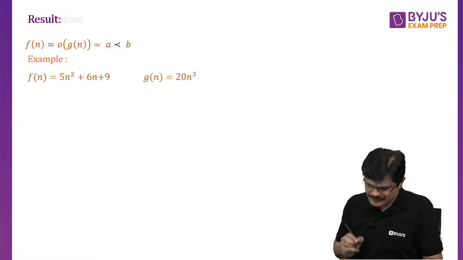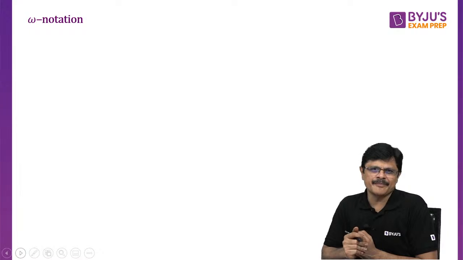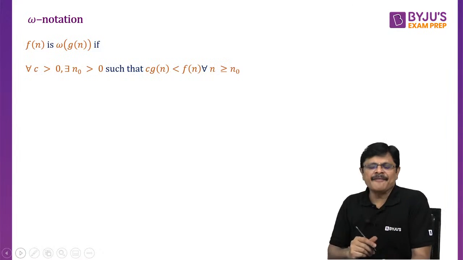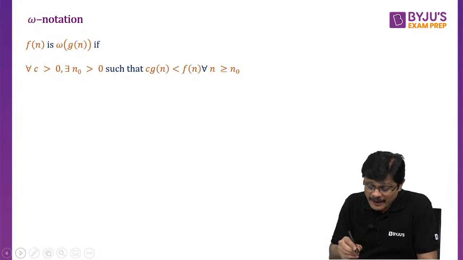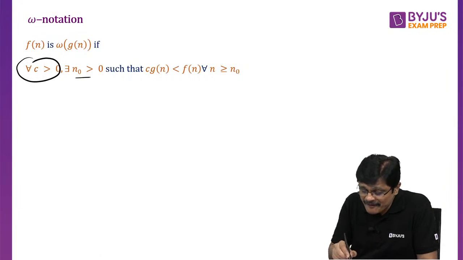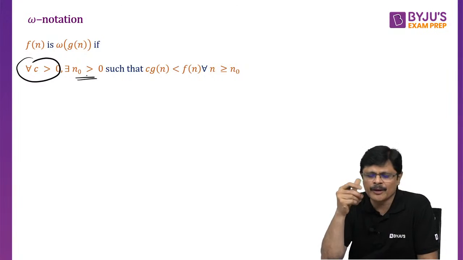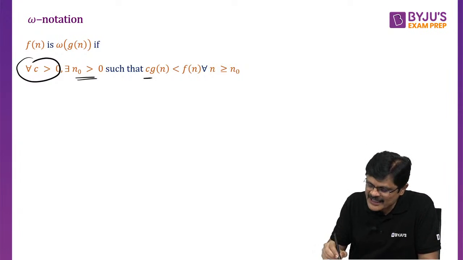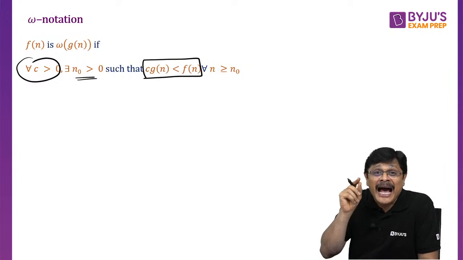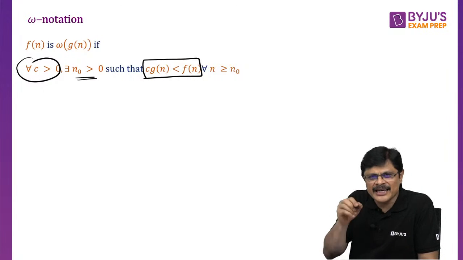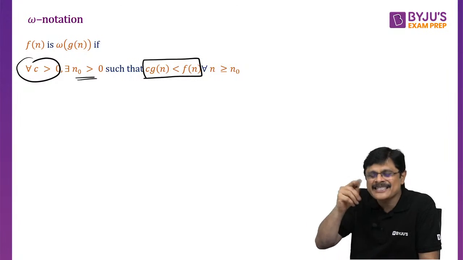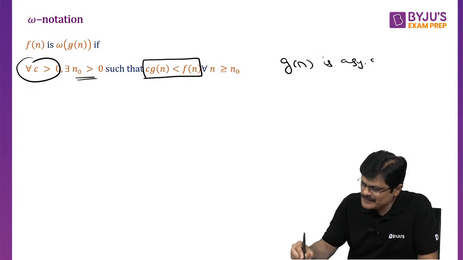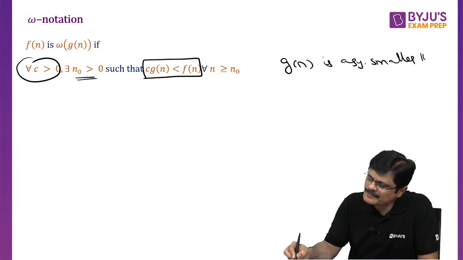Very good. Now, what about small omega notation? Fn is small omega of Gn. What do you mean by that? For every C, we can find an n naught such that C times Gn is asymptotically smaller than Fn, that is, Gn is asymptotically smaller than Fn.